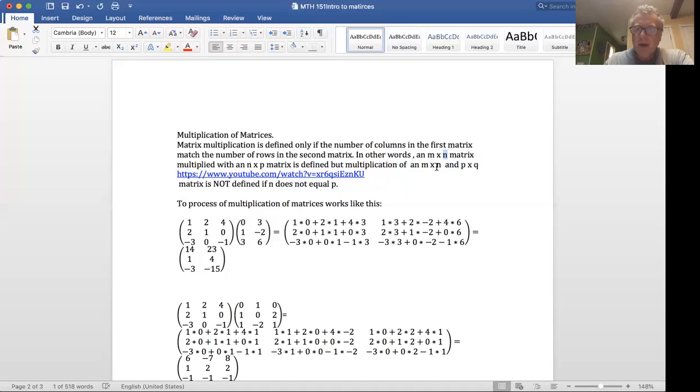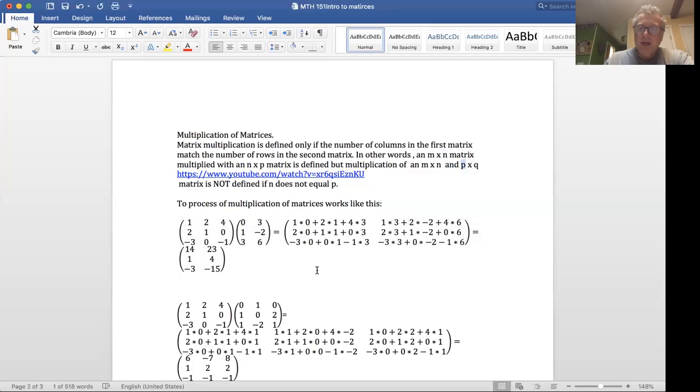Just like an M by N with a P by Q. If I take M by N and multiply it with a matrix that has P rows and Q columns, it won't work unless N here, the number of columns in the first matrix, is the same as the number of rows in the second matrix. Okay.